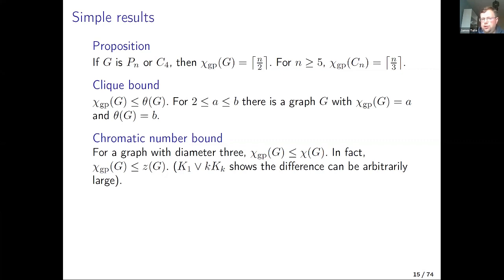For a graph with diameter at most 3, I see there's something on the chat. Let me just check if there's any.